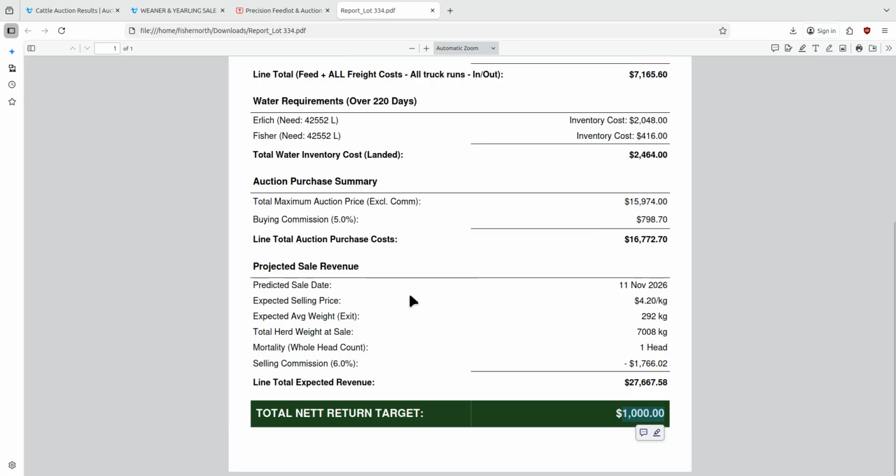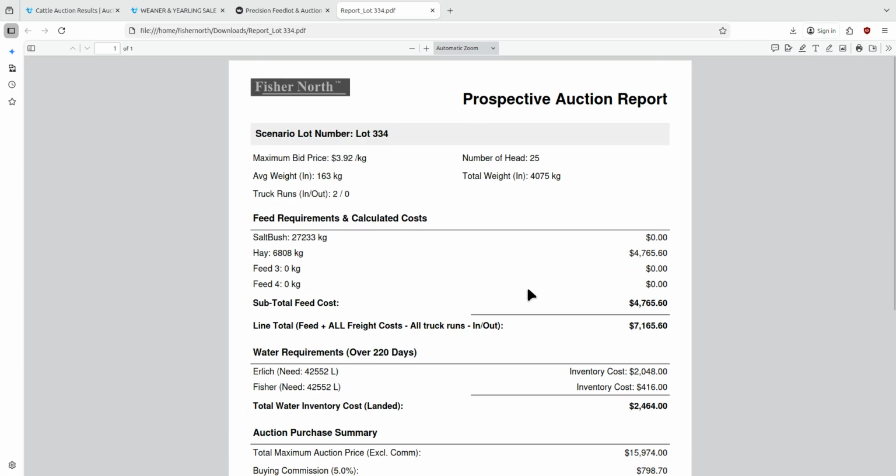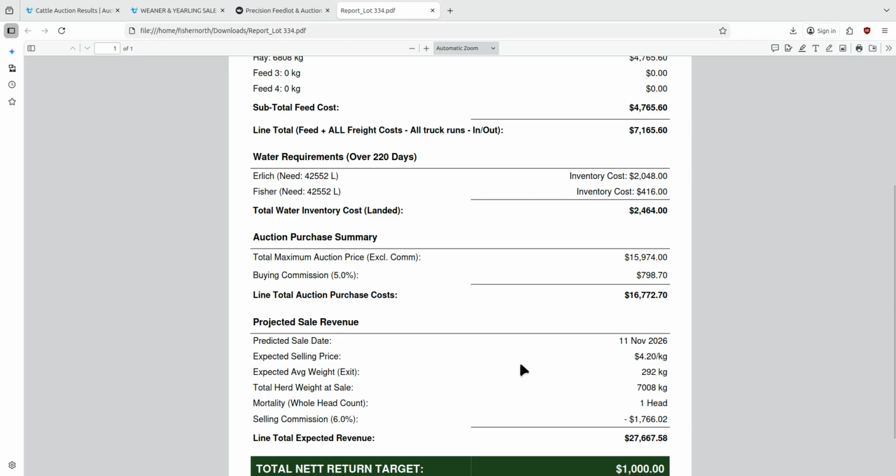This is a season that's going to be extremely stressful for a lot of operators. So here we've got all the trucks in and out costs for that and for buying the feed, because that's got to be bought and trucked in as well. So there's a total amount for the production costs there, line total for all the freight costs and trucks in and out and the feed. The water requirements, I've got $2,000 for the truck to bring in water, $400 for me to go get my water, and that's my total for water.